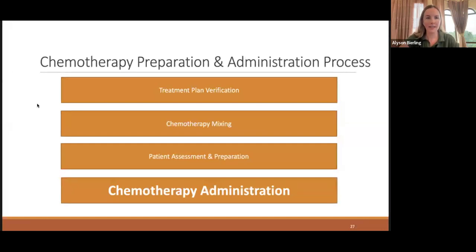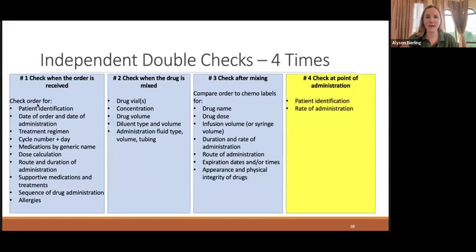All right, so moving on to chemotherapy administration. And so this is where we complete our final independent double check. Before we administer chemotherapy to our patient, 2 nurses at the bedside should be taking the drug, the patient chart, and the chemotherapy orders to the bedside. And they should verify the patient identification, ideally using 2 patient identifiers, so maybe name and hospital ID, name and date of birth. And then we want to also verify the rate of administration of the drugs.